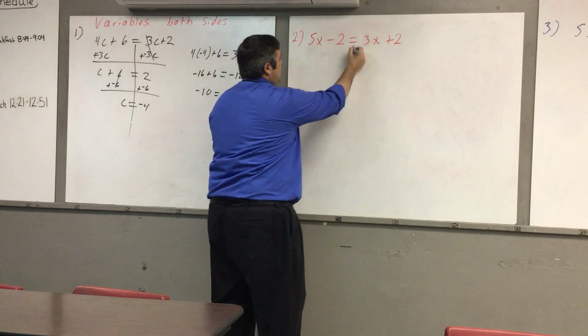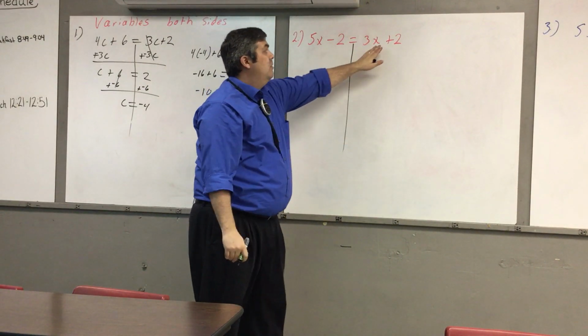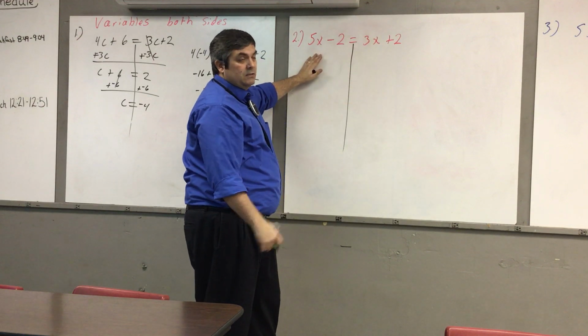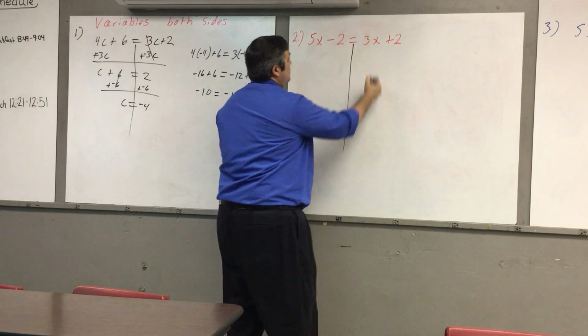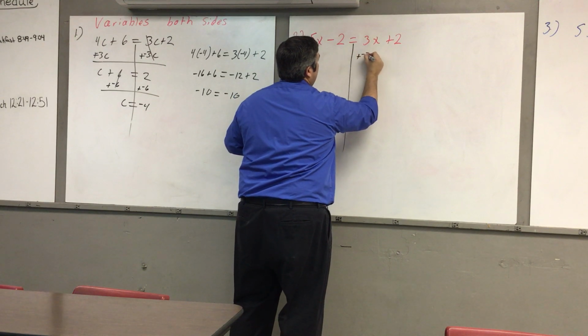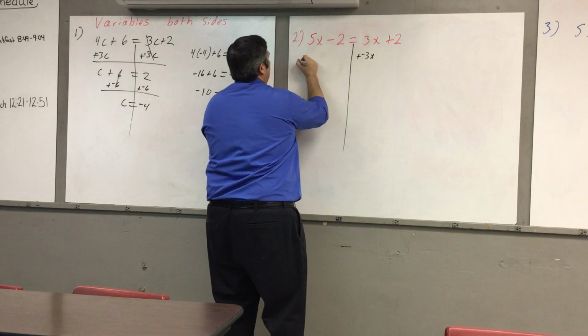All right. Another problem, same thing. I want to get all of my variable over to the same side because I'm solving for this x. So 3x, so plus negative 3x, it's the opposite of it.